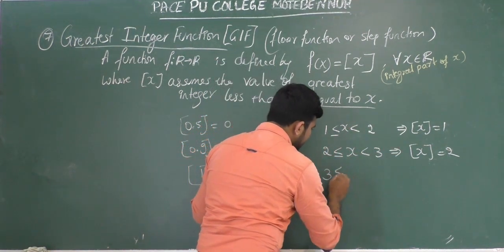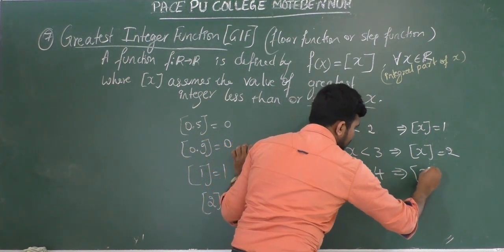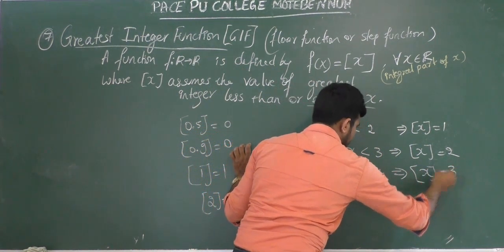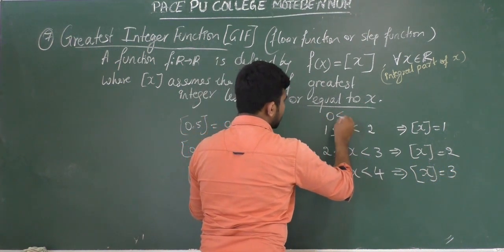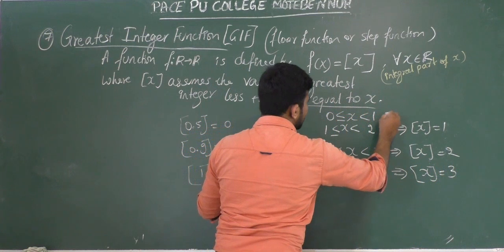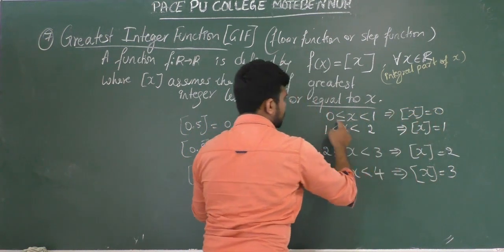If you take any number in between 3 and 4 like this, then its image of x is what? 3. Okay, here now if you take 0 less than or equal to x less than 1, then its image of x is here 0.